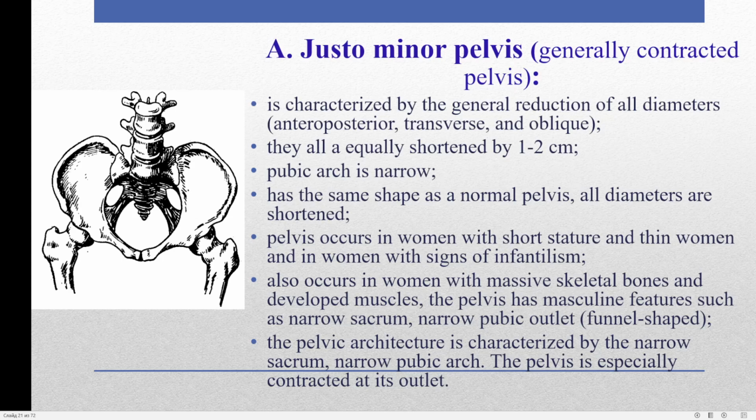Infantilism is a condition when a decreased level of sexual hormones and slower development happen. It also occurs in women with massive skeletal bones and developed muscles. The pelvis has masculine features such as a narrow sacrum and narrow pubic outlet. The pelvic architecture is characterized by the narrow sacrum and narrow pubic arch. The pelvis is especially contracted at its outlet.